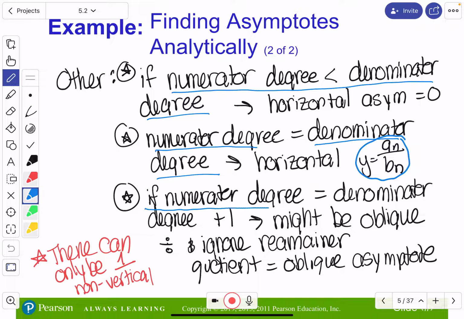If the numerator degree is 1 higher than the denominator degree, you could have an oblique asymptote, which is going to be a diagonal. So you do the division and then use your quotient without the remainder to be your asymptote. So let's look at a few of these.